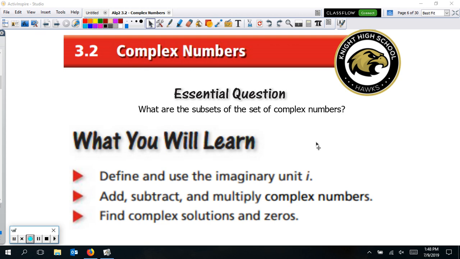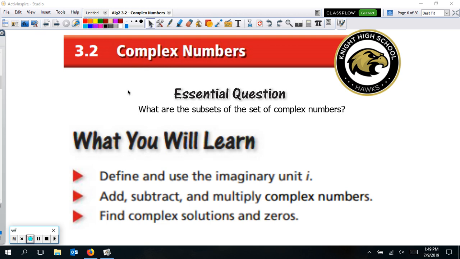We're in Chapter 3, 3.2, Complex Numbers today. So complex numbers, and we're going to see what those are, and we're going to see what an imaginary number is. We're going to be adding, subtracting, multiplying, doing all the operations with these complex imaginary numbers.